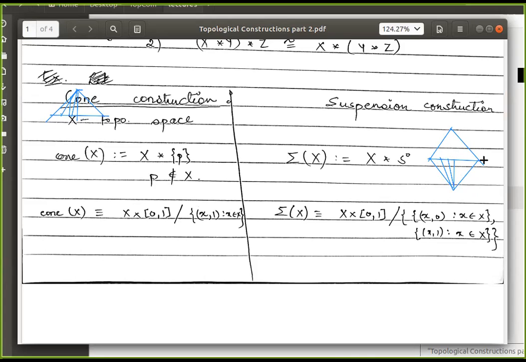This again can be seen as you take the space X, you take the product with the interval [0,1], and then all the points lying on the level 0, which are (x,0), are identified to 1 point, let's say this particular point here. This point here is the x cross 0 identified to a point, and this point here is the x cross 1 identified to 1 point. So this is how we do the suspension construction over a space X.